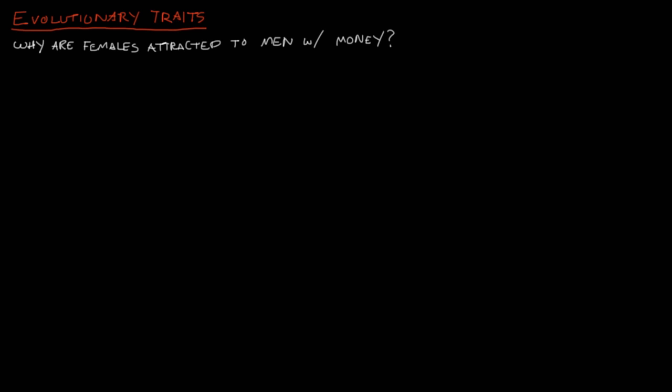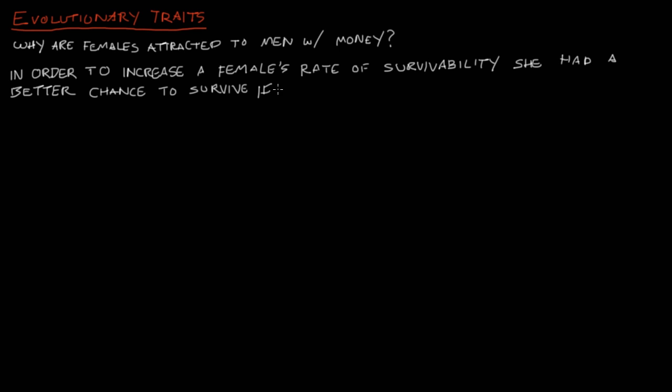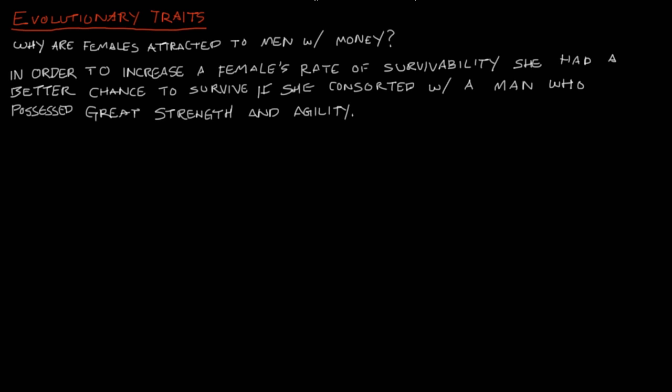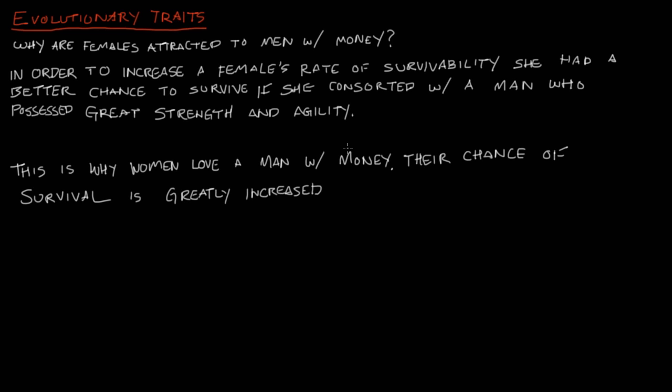In order to increase a woman's rate of survivability, she would consort with a man who possessed great strength and agility, and that is why women are attracted to the man with money. A woman has a better chance to survive when she's with a wealthier man, much like when she was with a healthier man during our hunter-gatherer days. Now, these evolutionary traits have been carried over the past couple hundred thousand years into our modern female.